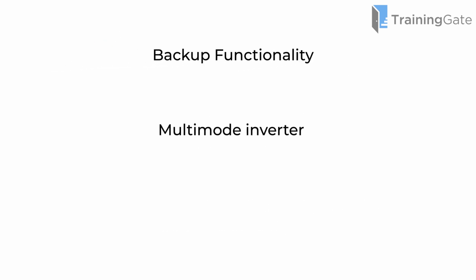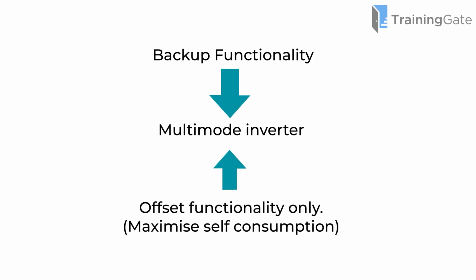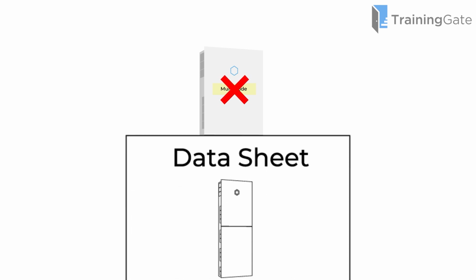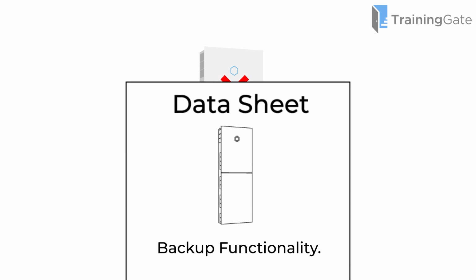For backup operations, a multi-mode inverter will be required, although to achieve an offset function only, it is not necessary. It should be noted that most inverter manufacturers do not label their equipment as multi-mode. Therefore, this functionality will need to be determined from the equipment datasheet.